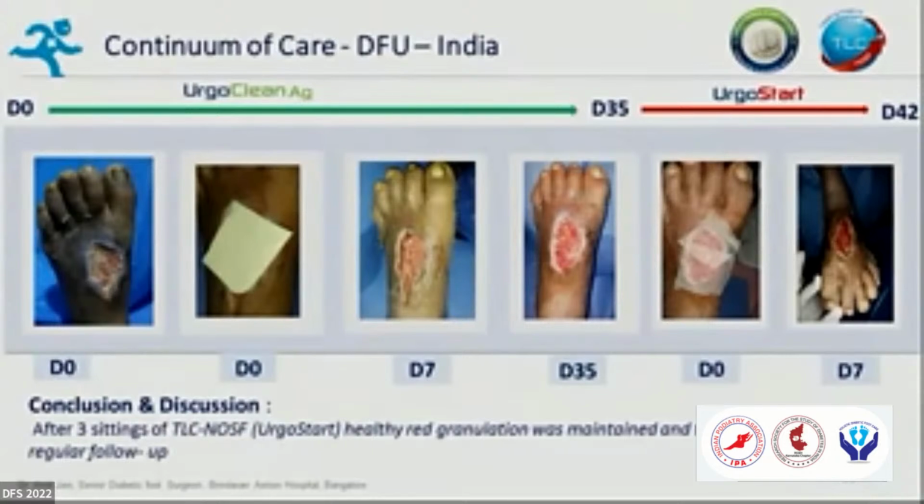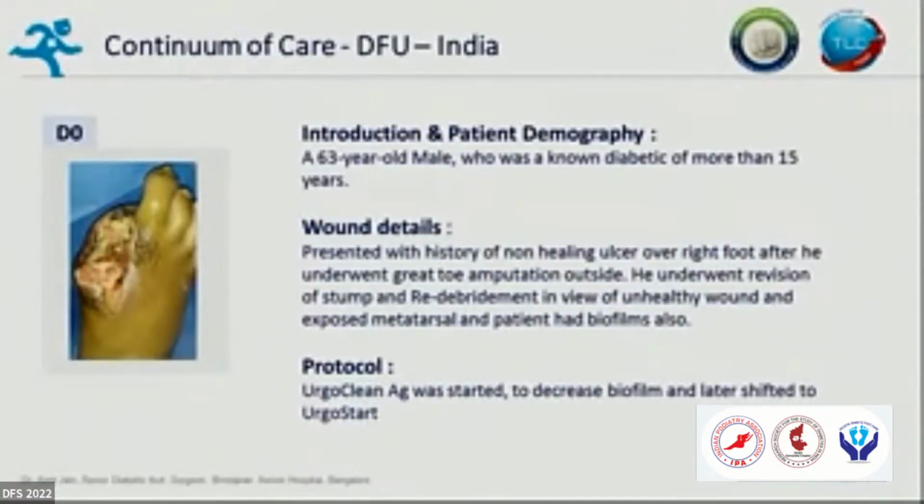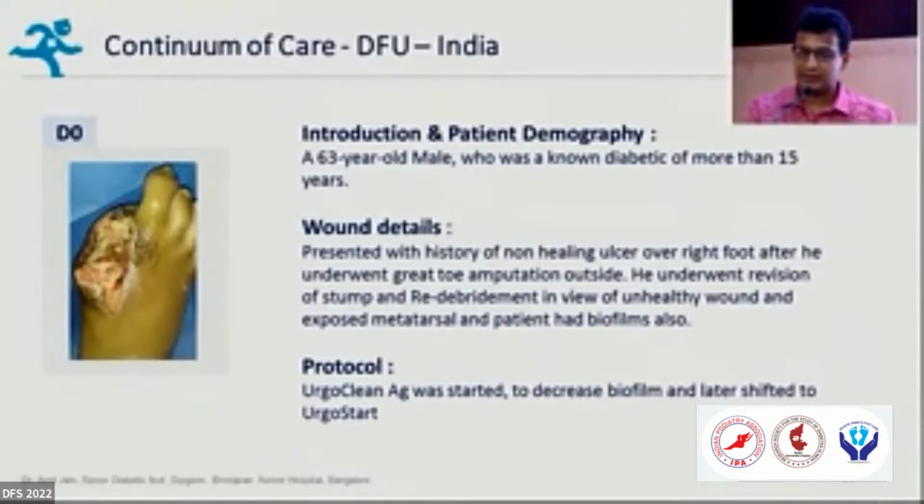And from day 0 to day 42, in between, you can see the photo of ErgoStart maintaining the good granulation tissue. So this patient is still with us till the total wound closure takes place. We will be following up this patient. We have another case. If you look, this patient was referred to us. He was a known case of diabetes for 15 years duration, already amputated outside.